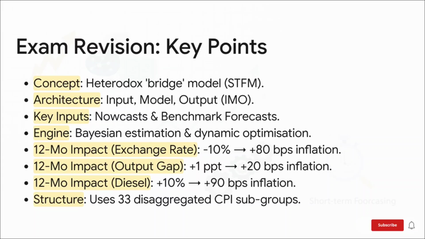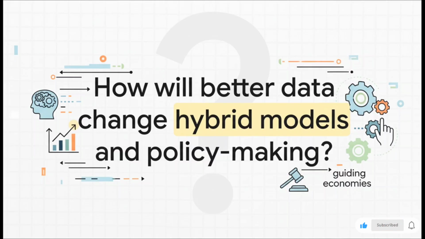And fourth, and this is critical for your exam, memorize these numbers. A 10% currency depreciation, that's about an 80 BPS inflation increase. A 1 percentage point output gap increase, that's 20 BPS. And a 10% diesel price hike, that's a huge 90 BPS increase. Get those down cold. This framework really is a powerful new lens for looking at inflation.